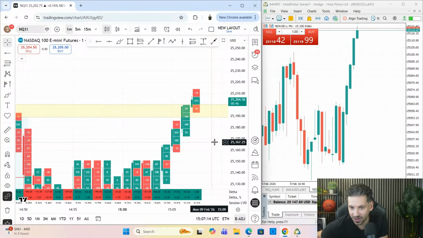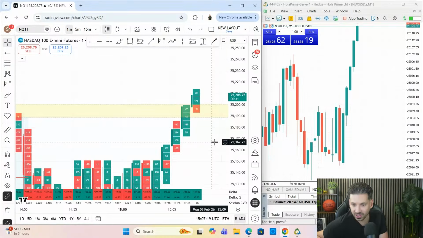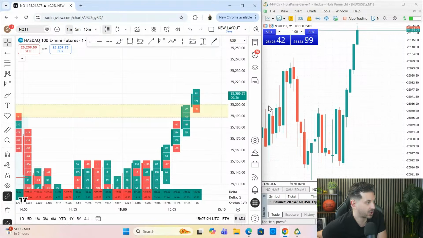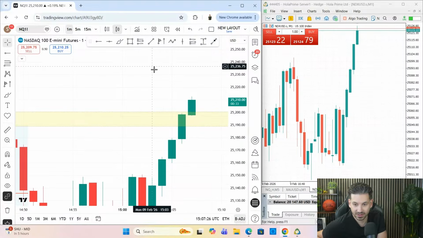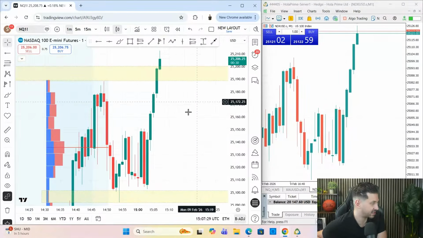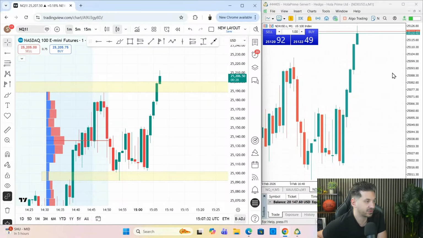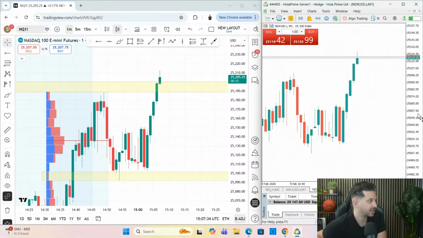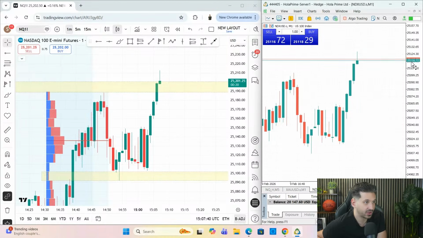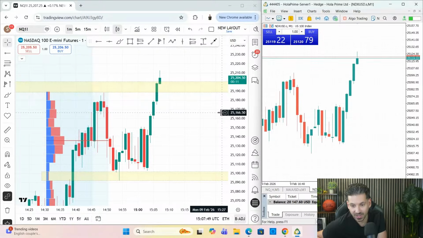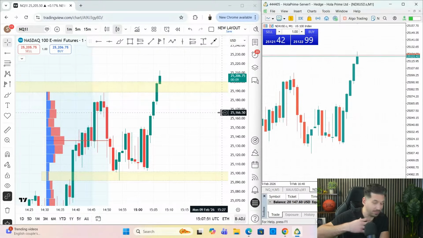I missed the answer to this: how do points and ticks work? Also, stop loss works completely the same in futures as it does with CFD. The only thing is the price. The charts themselves are the same. This is the 1 minute Nasdaq NQ futures chart. This on the right side is the CFD version. If you look at the actual candlesticks, they're identical, right? The only difference is the price on the CFD, it's 25,116 right now. Futures is 25,208. So they have a different price, but the movement is the same.